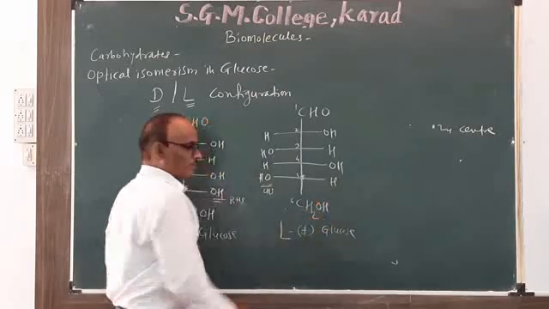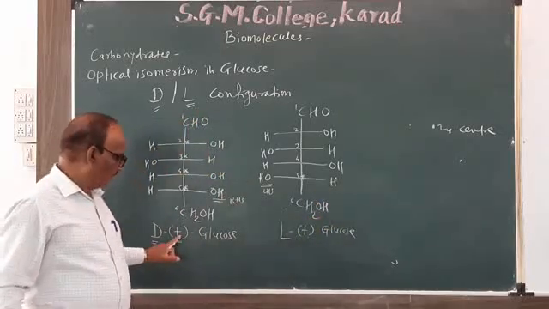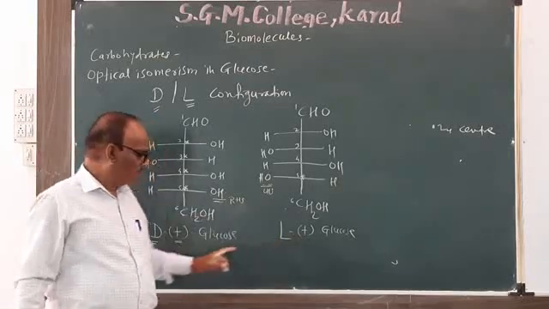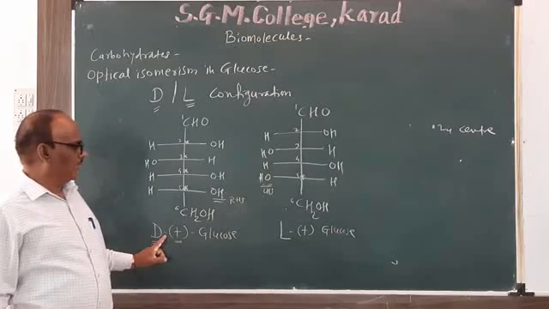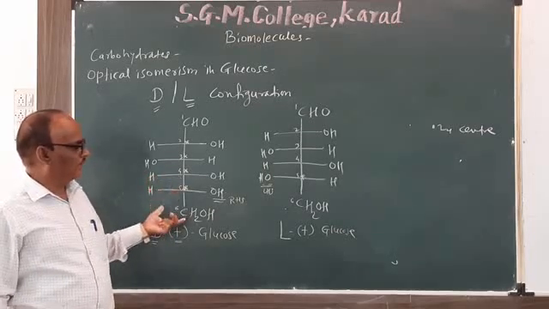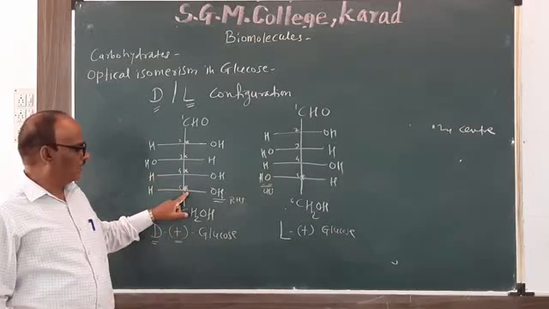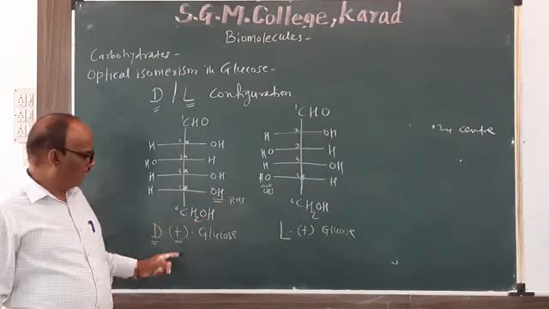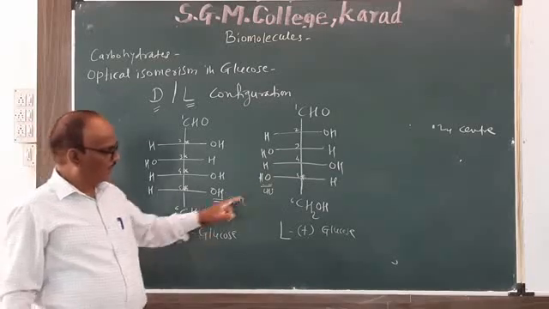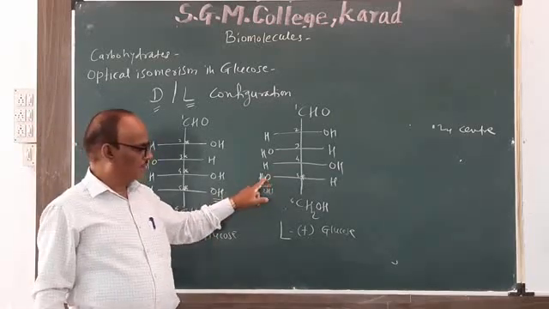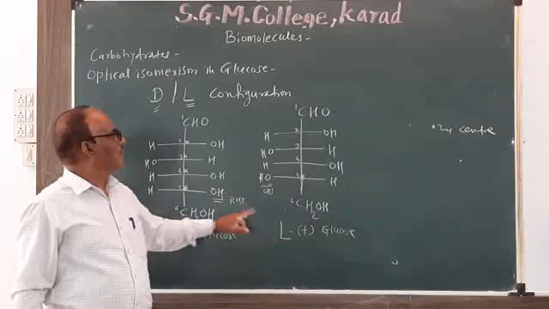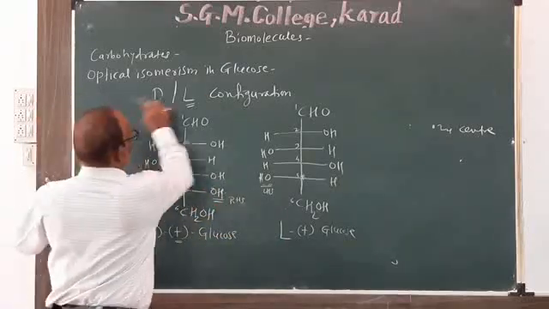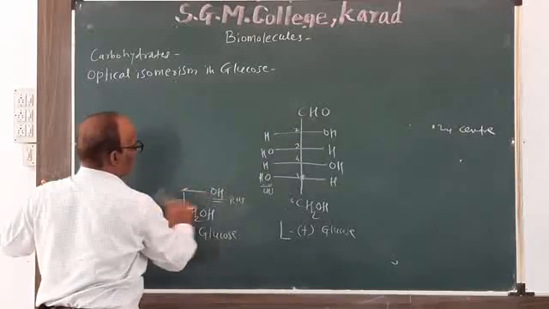But this compound is also dextrorotatory. Here plus means dextrorotatory, this plus is also dextrorotatory. But capital D means the configuration of the OH group at the lowest chirality center. If it is present on RHS, then it is a capital D. If it is present on LHS, then it is a capital L. So this is the DL configuration of glucose, these are 2 isomers.